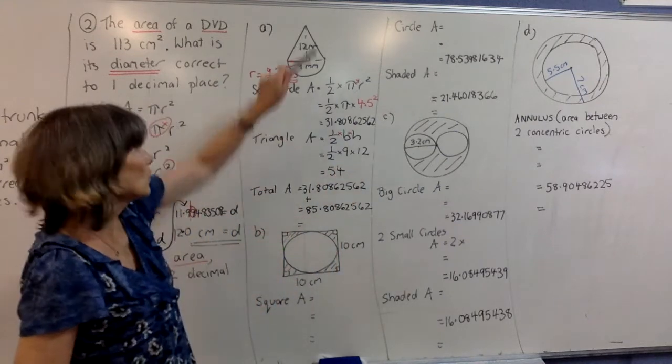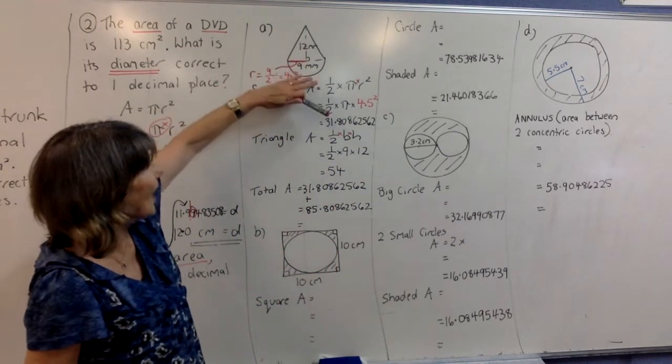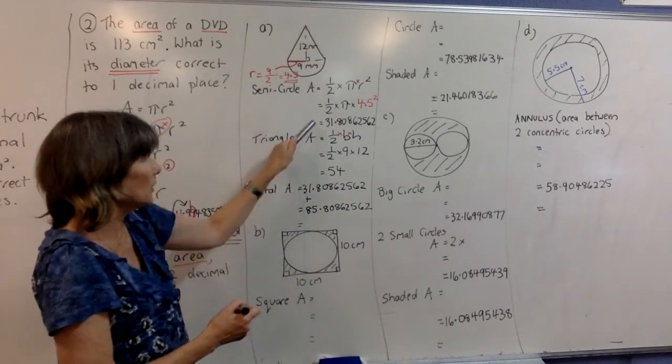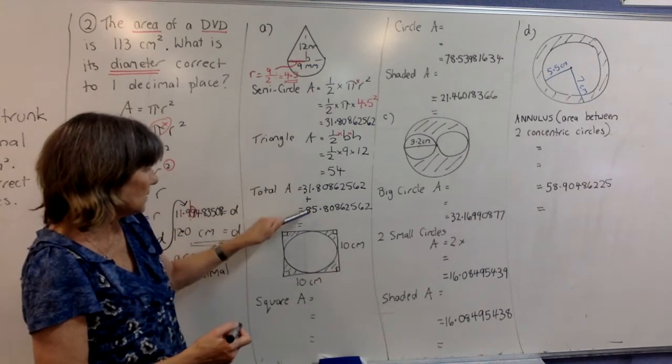And now we want to do the total area. So we're going to add the area of the semicircle and the area of the triangle together. So that's what I've written here. It's this answer plus this answer.